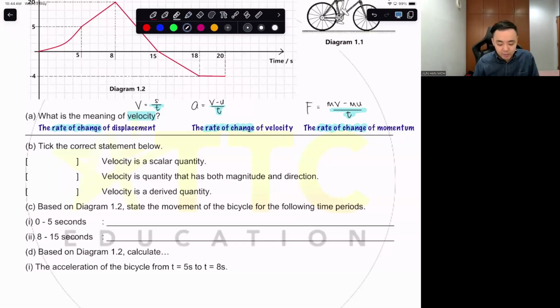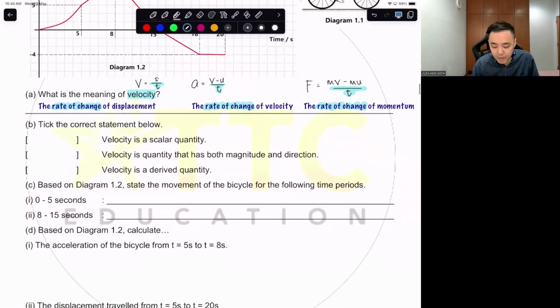Next one, take the statement below correctly. Number 1, velocity is a scalar quantity. Is it true? Multiply, then it's not a rate. Of course, only divide time. Velocity, is it a scalar quantity? No. I mean, just by saying velocity, how do you show directions? Positive and negative, right? Whenever there are directions, that's a vector.